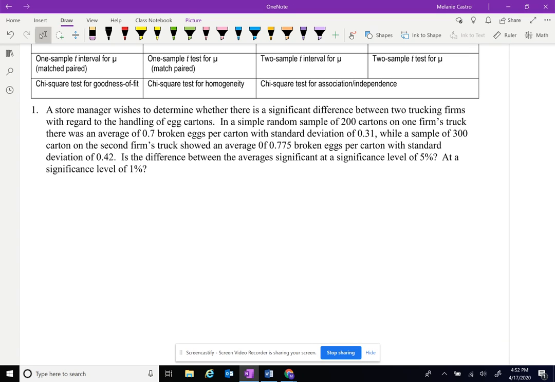So first, we're just going to have you pause and see, based on some keywords like average and a difference of averages, and the information that they gave us, can you pick which kind of test this is?